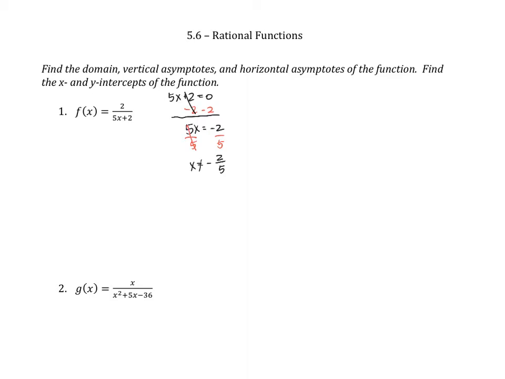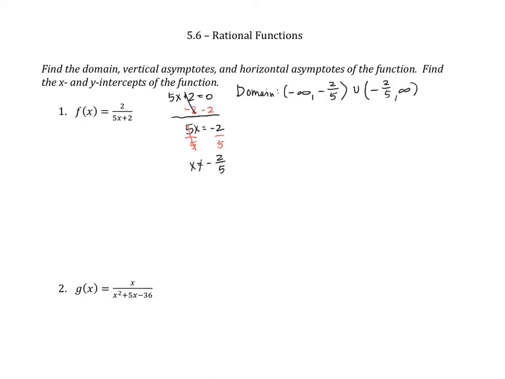We can either say it like that, or if you need to write it in interval notation, you would write negative infinity to negative 2/5, using a parenthesis around the negative 2/5 because you don't want it to be that, union negative 2/5 to infinity. So there's our domain. It can be everything except negative 2/5. Now to find our vertical asymptotes and our horizontal asymptotes.